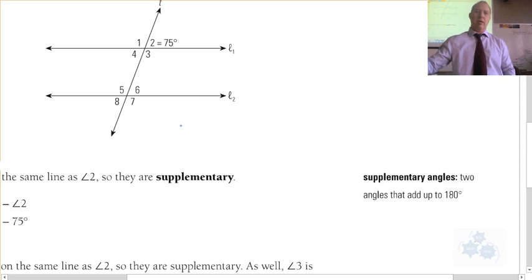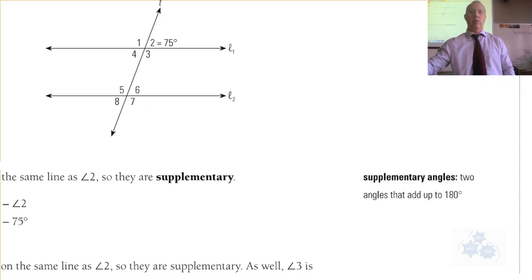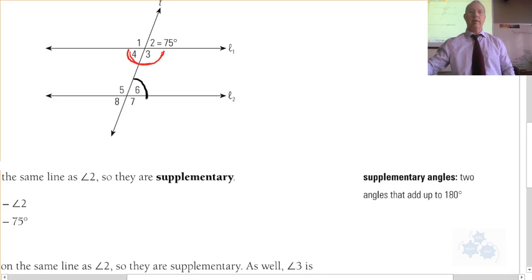Okay. So there are lots of pairs of supplementary angles in this little diagram. We already said angle 1 and 2. Well, angle 4 and 3 are supplementary. You can kind of see that, right? Also, angle 6 and 7 are supplementary. See that? What about angles 1 and 3? Are those supplementary?